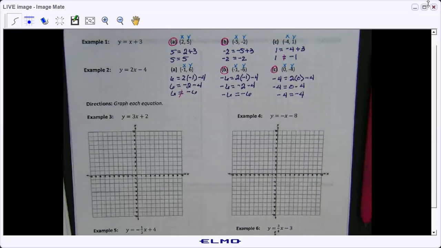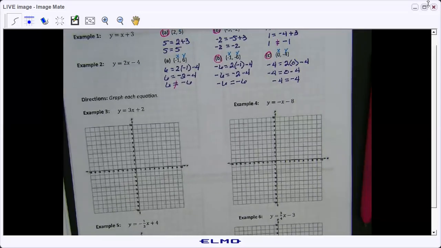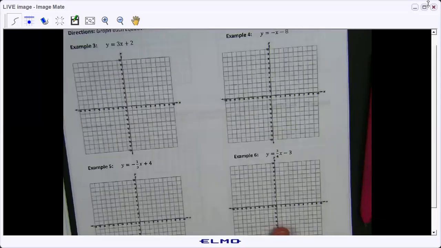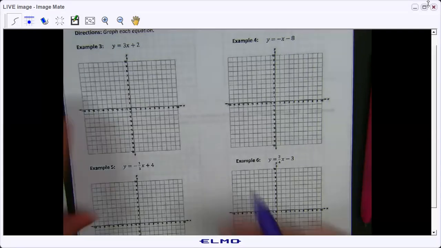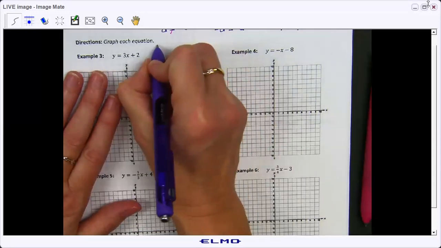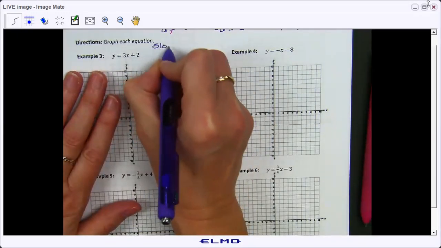Okay, let's go down to our graphs. Right now, what we're going to do is graph a slope-intercept equation. Slope-intercept equations. So I want you to write this, slope-intercept.